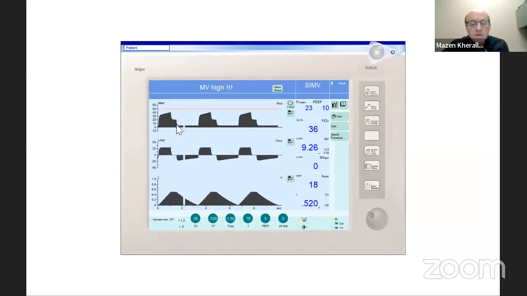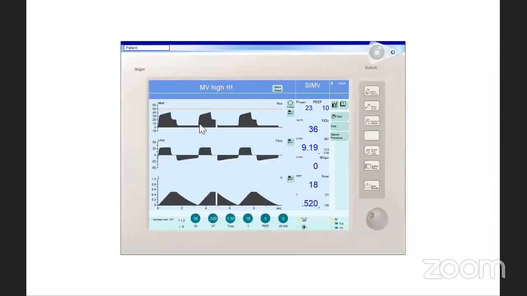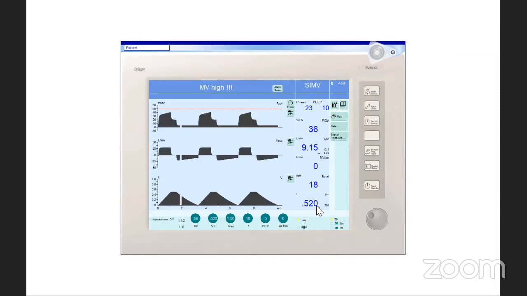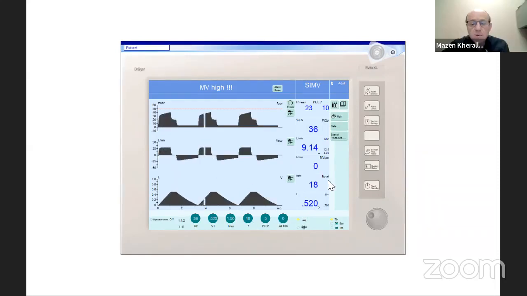Of course, this is a mandatory mode of ventilation, even though it says here SIMV, but the patient is not breathing at all. This is a mandatory mode of ventilation, and each breath is started by the time trigger that triggers the ventilator. And we have volume control here. The volume is 520 ml, and the rate is set at 18.